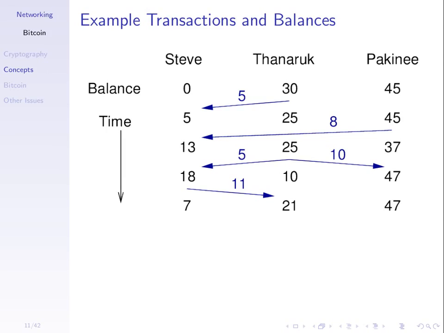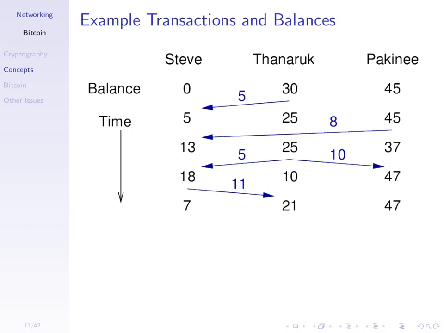Here's a special case we don't often see. Tanarak transfers 5 to me and 10 to Pakini in a single transaction. Well, with banks we don't normally allow that. But we'll see in Bitcoin that's possible, that you can have a transaction and you can specify different destinations. So we'll see that come up. That is, of course, Tanarak's account balance will go from 25 down to 10. 15 is coming out. 10 of it will go to Pakini, so hers will go up to 47, and 5 of it's going to me, so mine will go up to 18.